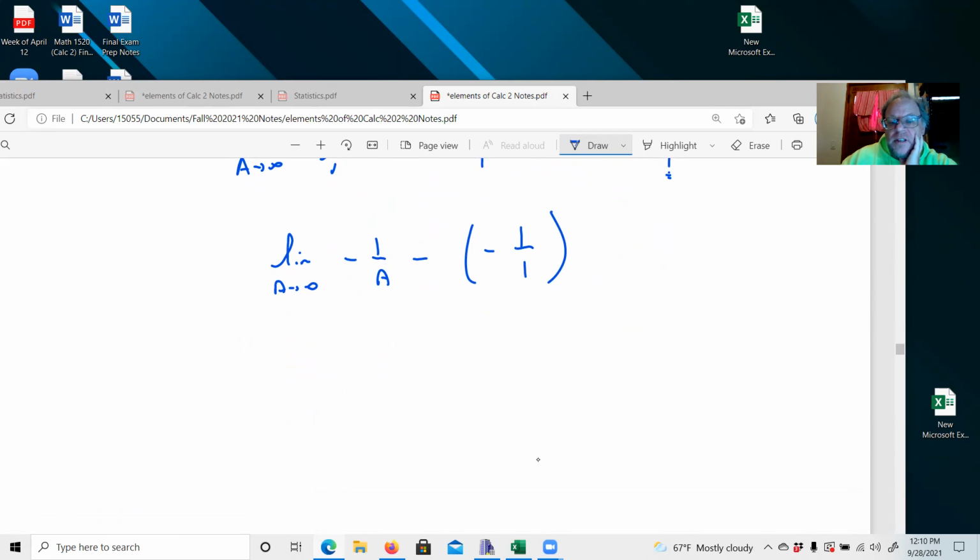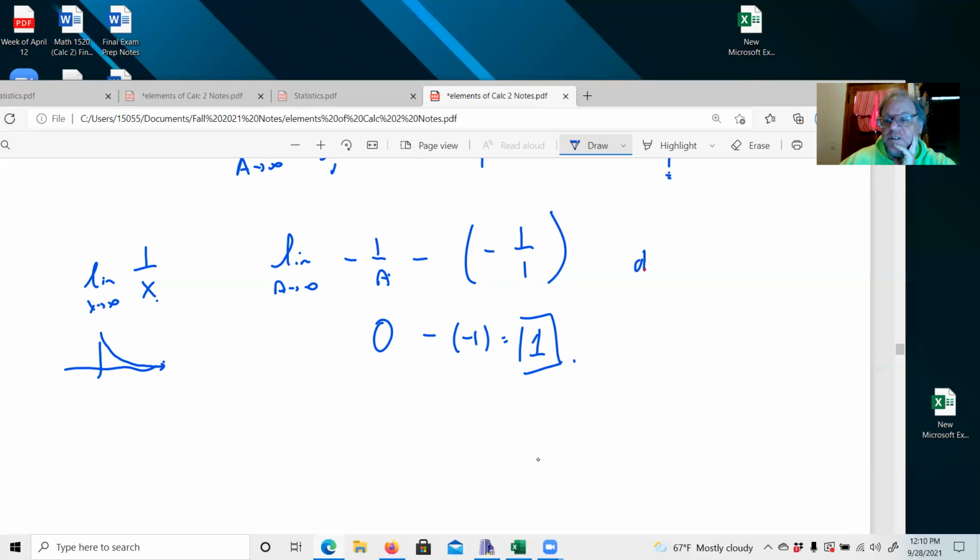What's the limit as a goes to infinity? What does this look like? What is 1 over x as x goes to infinity? You can draw the graph. As x goes off to infinity, this gets smaller and smaller and smaller. 0. Minus a negative 1, you end up with 1. That's what you do with this. If you can't get an answer for this, then it diverges. If you can get a number, it converges. If you can't get a number, and it doesn't mean that it goes to infinity, it just means you can't get a number, then it diverges.